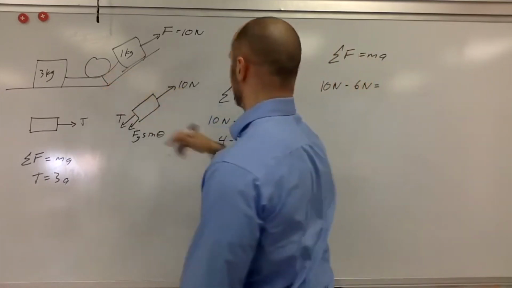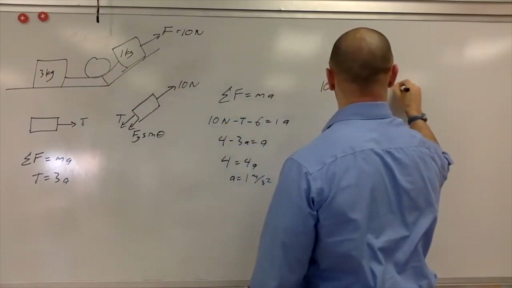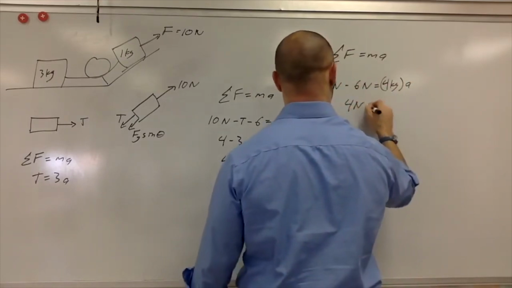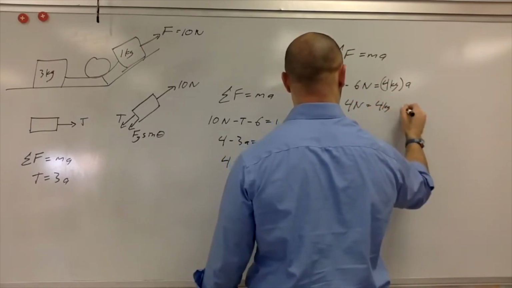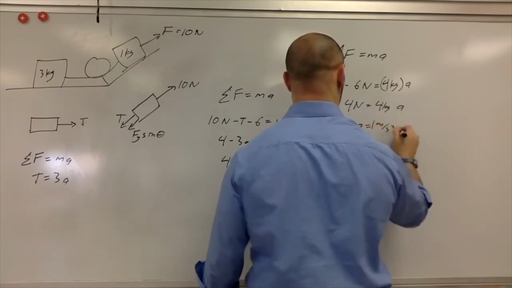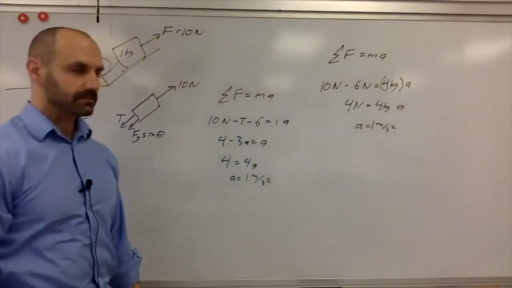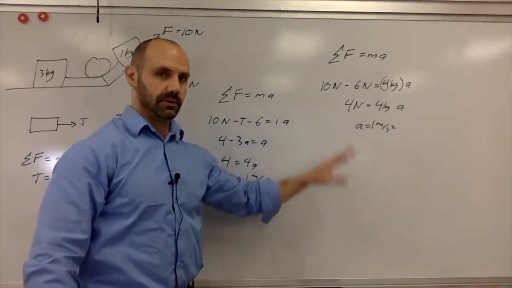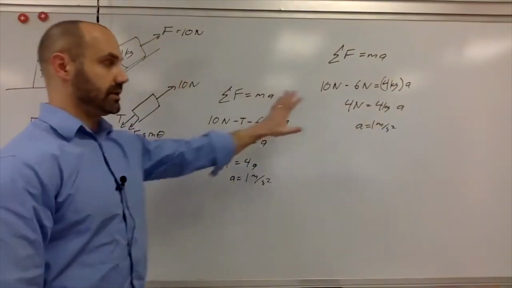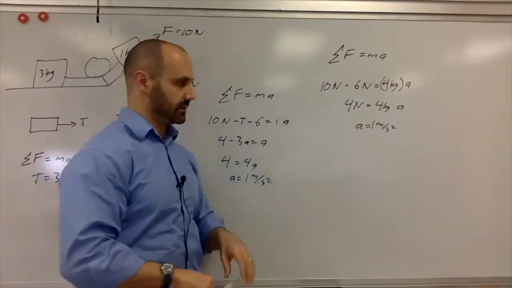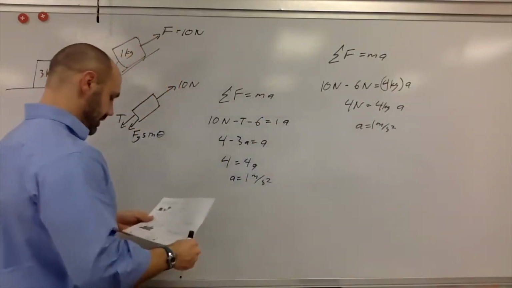The total mass is 4 kilograms times the acceleration. So this is 4 newtons equals 4 kilograms times the acceleration. So the acceleration, again, we get 1 meter per second squared. So you can see it works both ways. That way is shorter, it's simpler. But you need to understand how systems work and be able to analyze what are the internal and external forces. So let's take a look at example 4.